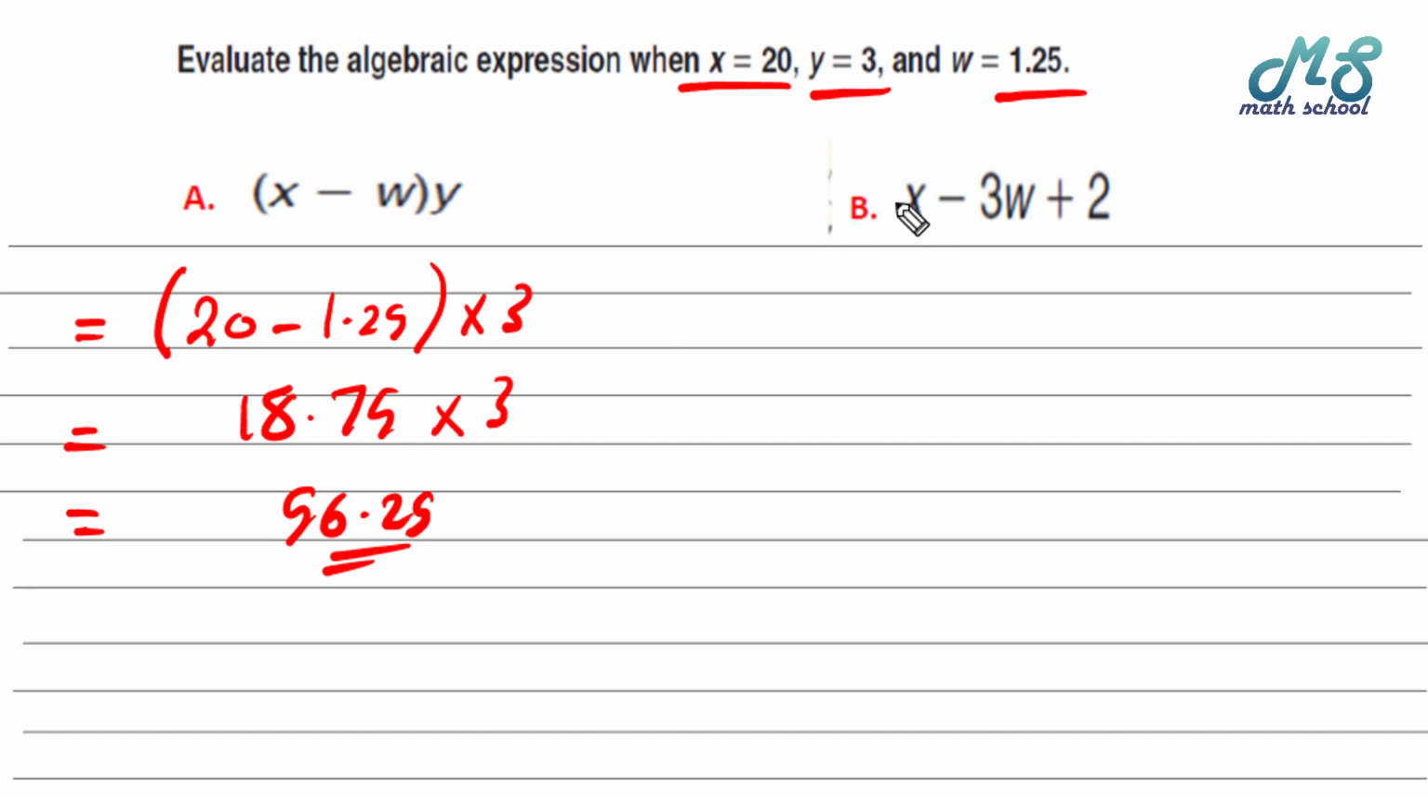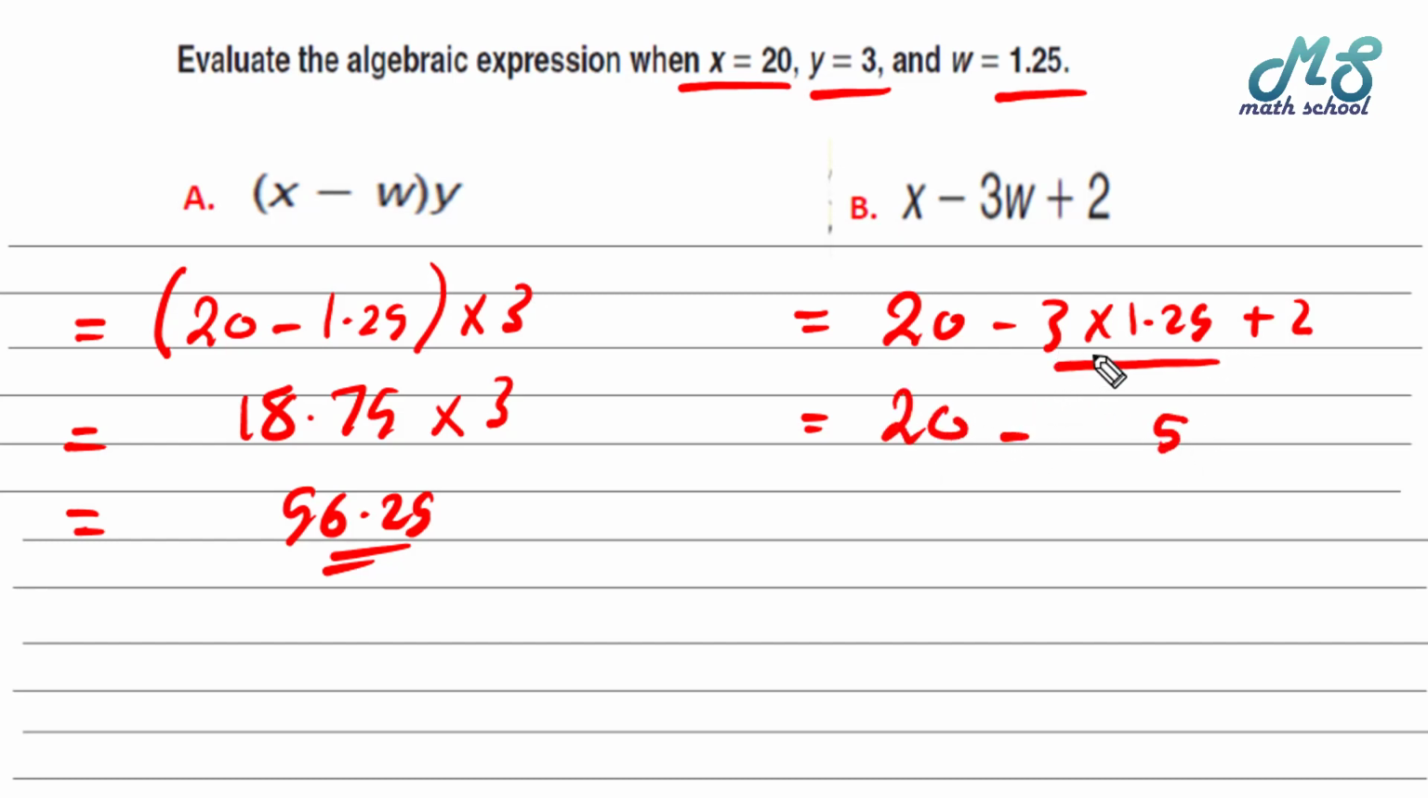Next, by the same way, cancel x and write 20. We can write 20 minus 3w, which means 3 times w, which is 1.25, plus 2. First, guys, we will find the product of 3 times 1.25. We write 3 times 5 equals 15, 3 times 2 equals 6, plus 1 equals 7, 3 times 1 equals 3. But don't forget to insert the decimal point after 2 digits from the right. Plus 2. 20 minus 3.75.